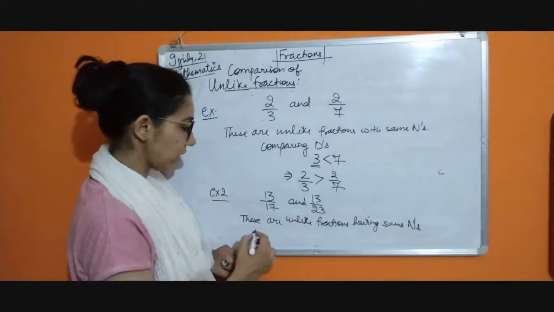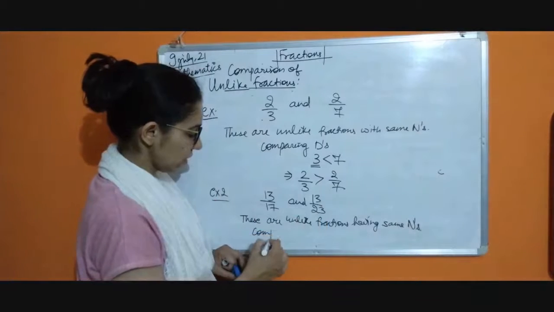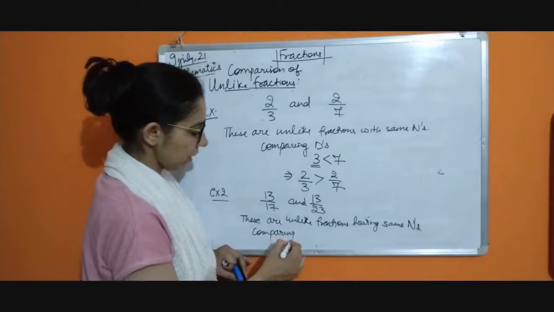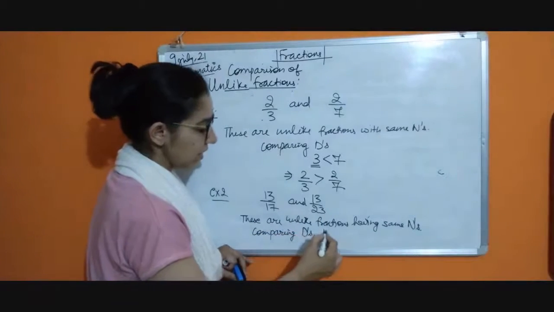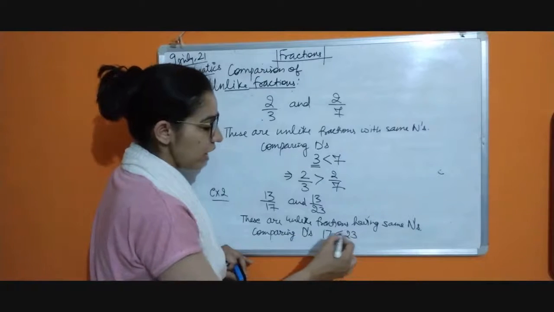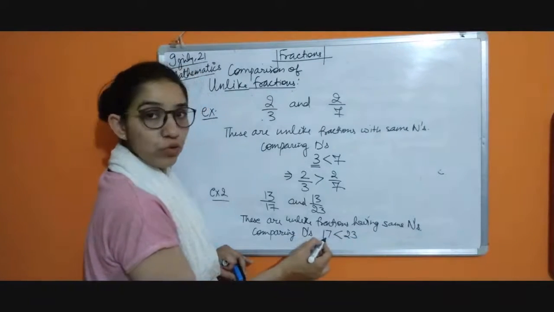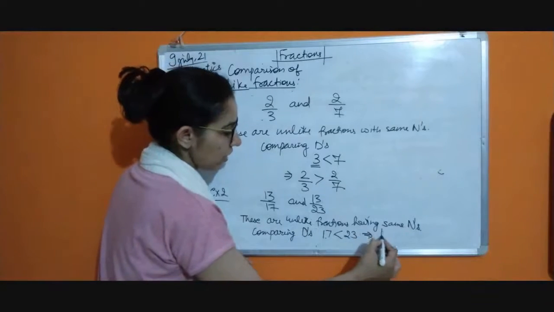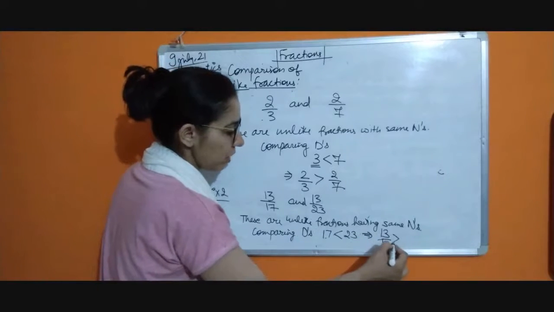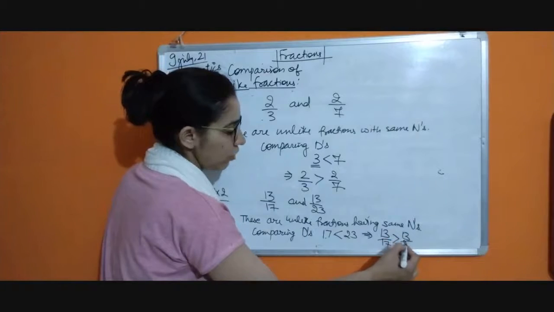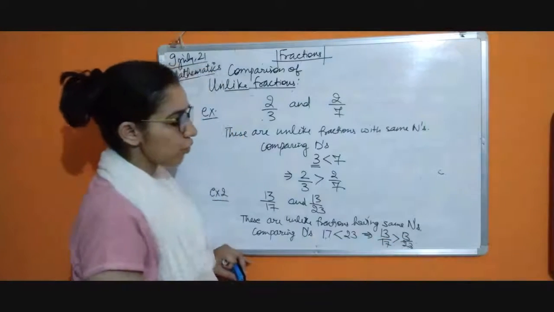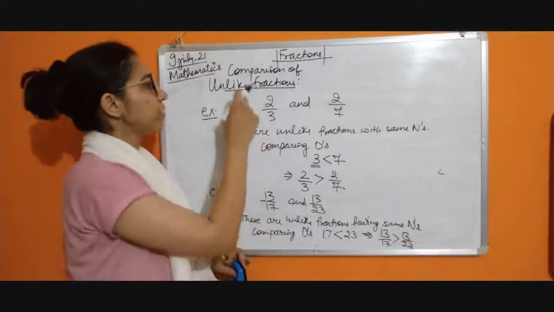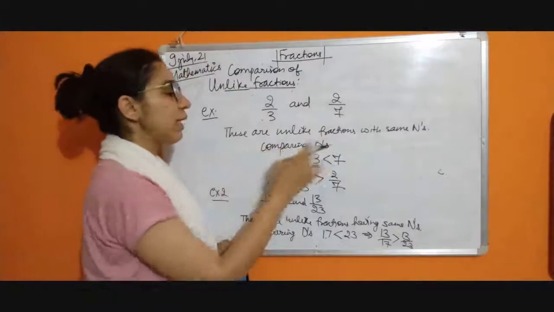Denominators are 17 and 23. Comparing denominators, 17 is less than 23. It means the fraction corresponding to 17 is going to be bigger. So the corresponding fraction is 13 by 17. It is going to be bigger than 13 by 23. This is how we are going to compare the unlike fractions with same numerator.